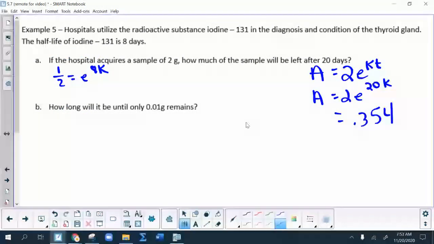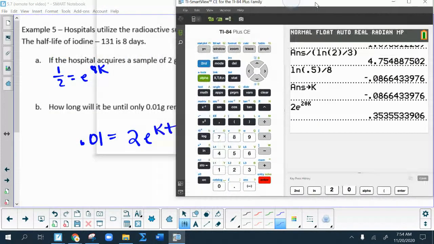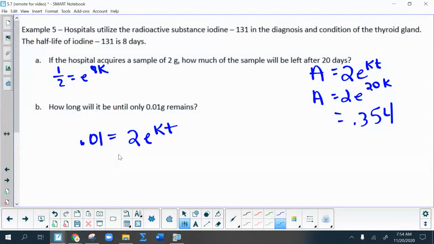Okay. Now it says, how long will it take for only 0.01 grams to remain? So I want to know how much is left. So I'm trying to solve for t here, knowing what k is equal to. I'm going to do this one on the calculator. I think I'll do this one graphically so that you can remember how to do this as well. I need to move everything over so I can see it when I have the calculator open.